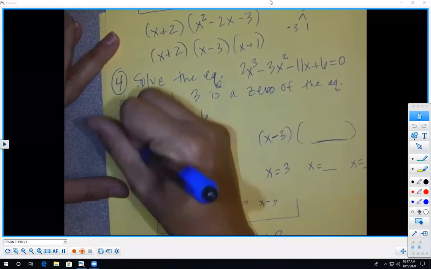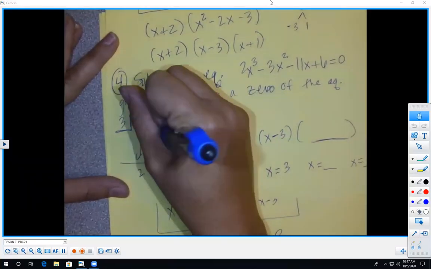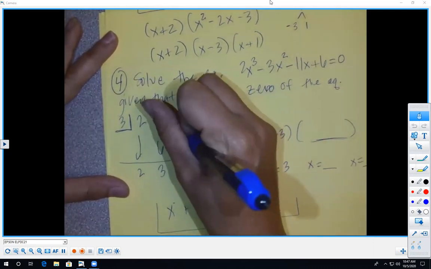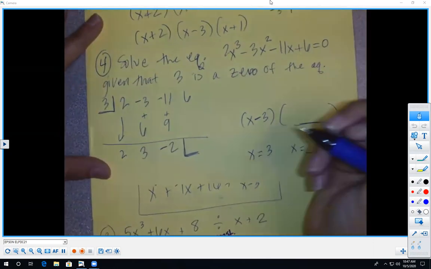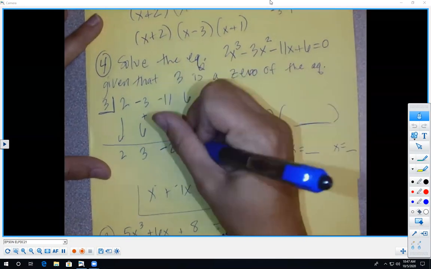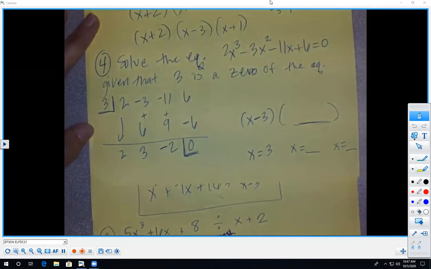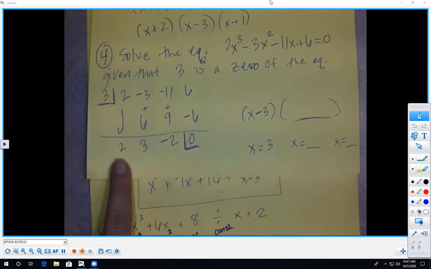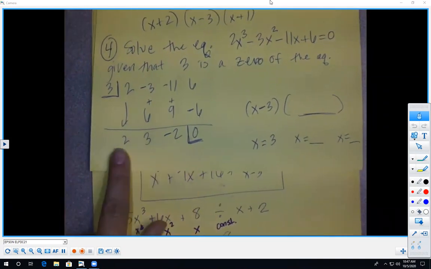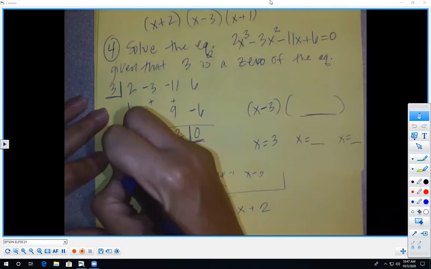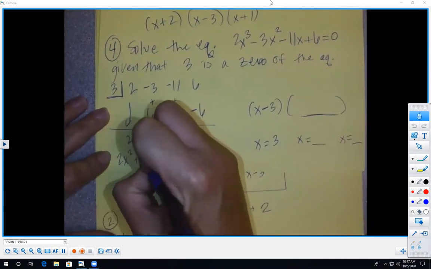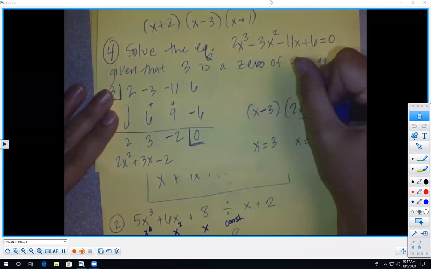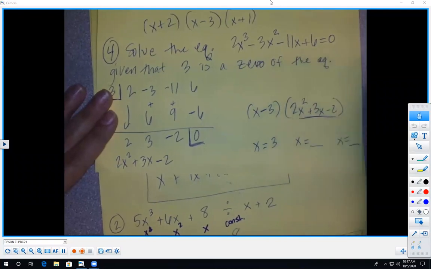So bring down the 2. 2 times 3 is 6. When you add it, I'm going to quit talking because you're probably at a different part than me. Did you get a remainder of 0? Yes, I got 2, 3, -2. So it's going to be 2x squared plus 3x minus 2. So that's 2x squared plus 3x minus 2.